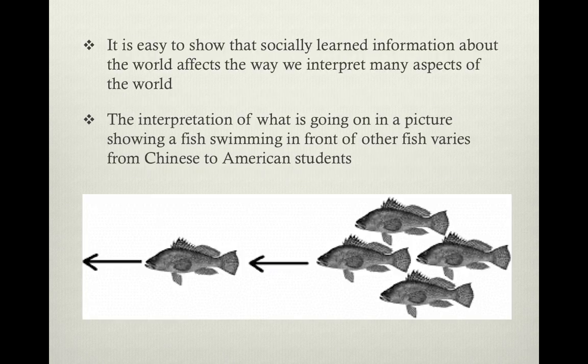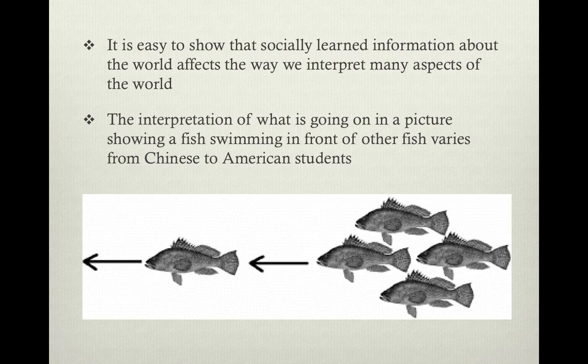It's easy to show that socially learned information about the world affects how we interpret aspects of the world. For example, this picture has been presented to American school children and Chinese school children, and they have a different interpretation. If I ask you how would you describe that fish at the front, what is your answer? Most of you probably think, oh, he's a leader. He's leading the other fish where they're going. And that is a very typical American, individualistic kind of response.